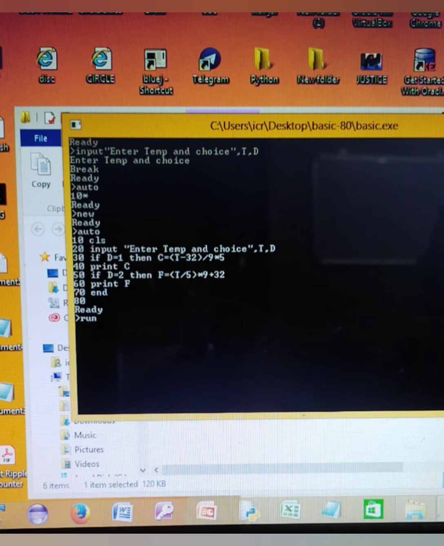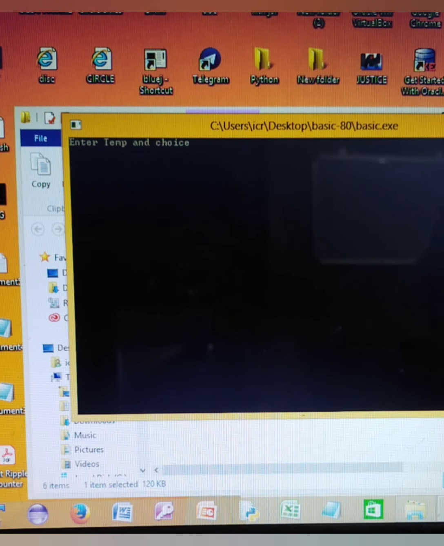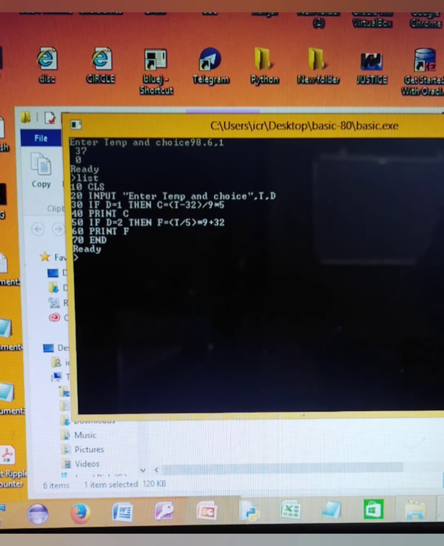So if I run this program, it's asking enter temperature and choice. Suppose I am giving 98.6 and the choice as 1. So the choice was 1, it is giving me 37 degree as an answer, but at the same time giving me 0 because it went to the last statement where print C was written, print F, and that was actually 0. So 37 degree is the answer for it. This was the program.